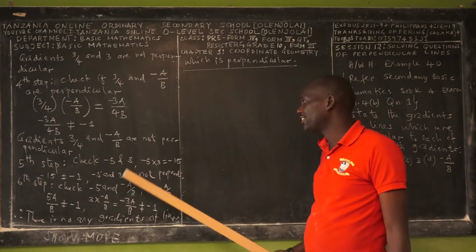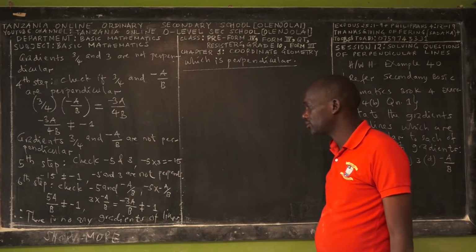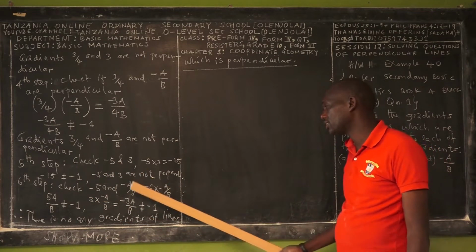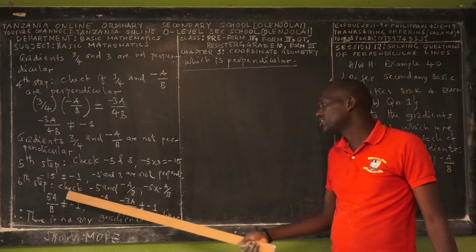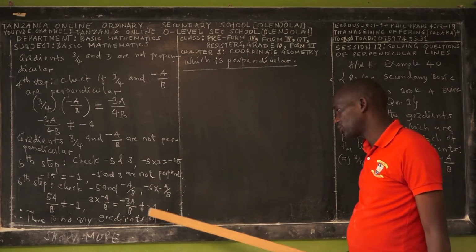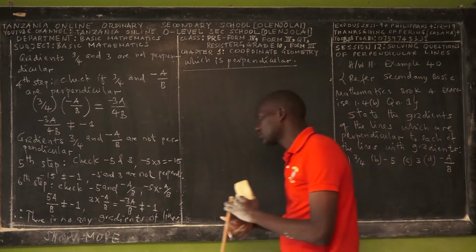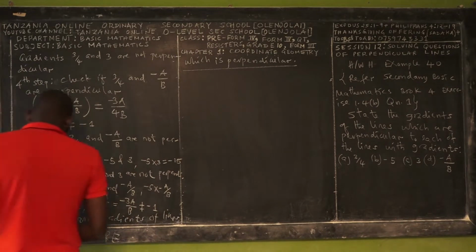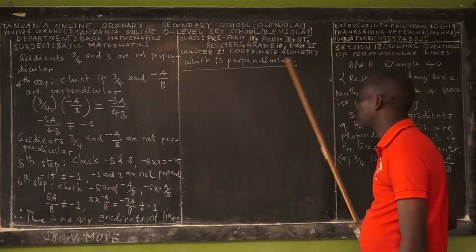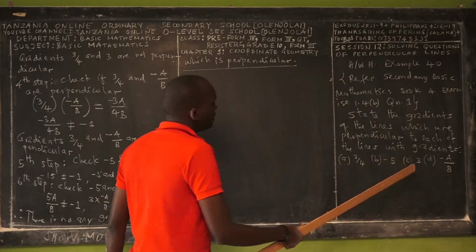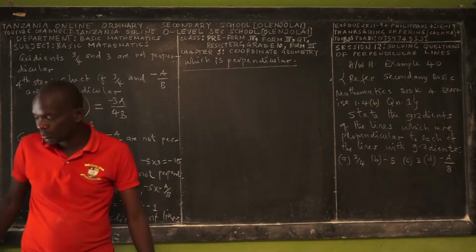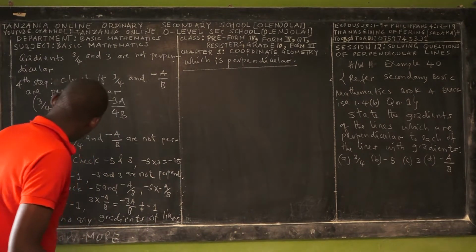The next step, check negative 5 and 3 if they are perpendicular. To check them, we have to multiply them. Negative 5 times 3 is equal to negative 15. Negative 15 is not equal to negative 1. So therefore, negative 5 and 3 are not perpendicular. Then the last step, we have to check negative 5 and negative a/b. So we have to multiply these two gradients. You get positive 5a/b, which is not equal to negative 1. So in this case, there are no gradients of lines which are perpendicular. In this list, Roman A and B, gradients 3/4, negative 5, 3, and negative a/b, none of them is perpendicular to each other. So this will be the conclusion.